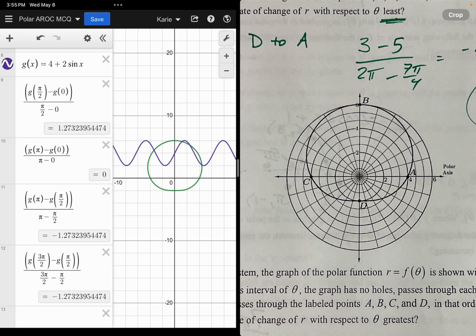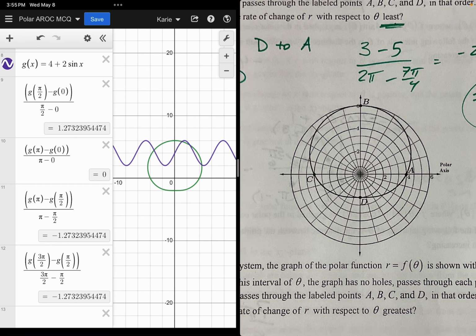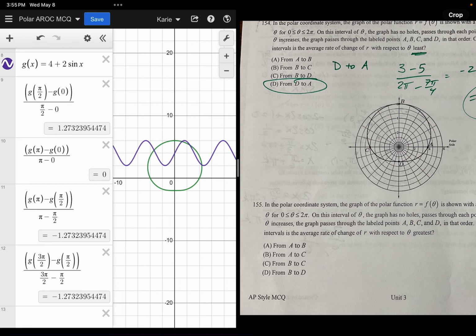So g of 0, when theta equals 0, we're at point A, and then when theta equals pi over 2, we're at B. So from A to B was the largest of those values. So let's see, is that an answer choice, from A to B? Yeah. So I think that's how we have to do this, is kind of plug in and know what they're talking about with the average rate of change.